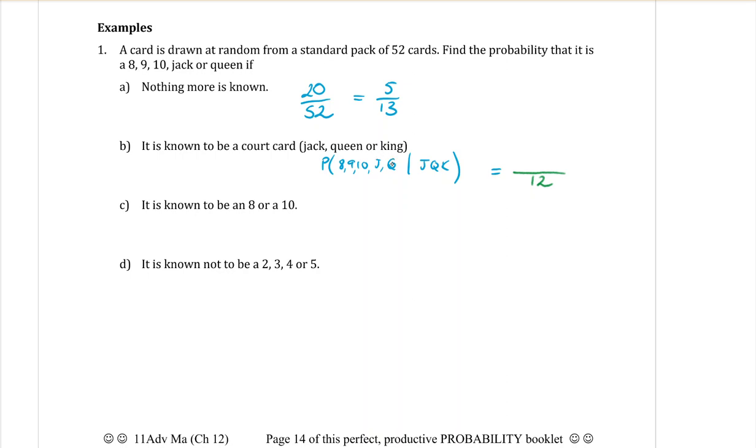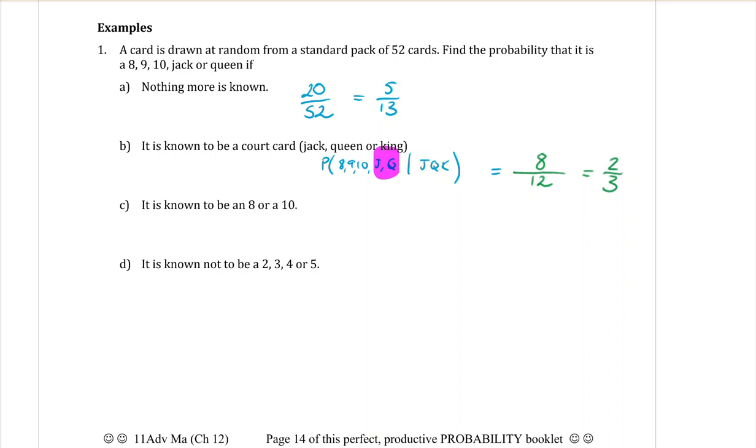So here is the Jacks and Queens again. There's going to be 2 cards in there in each suit. So 2 times 4 makes 8. There is 8 Jacks and Queens out of all of the Jacks, Queens, and Kings. We're basically getting rid of the Kings. So 8 out of 12, and that simplifies down to be 2 out of 3.